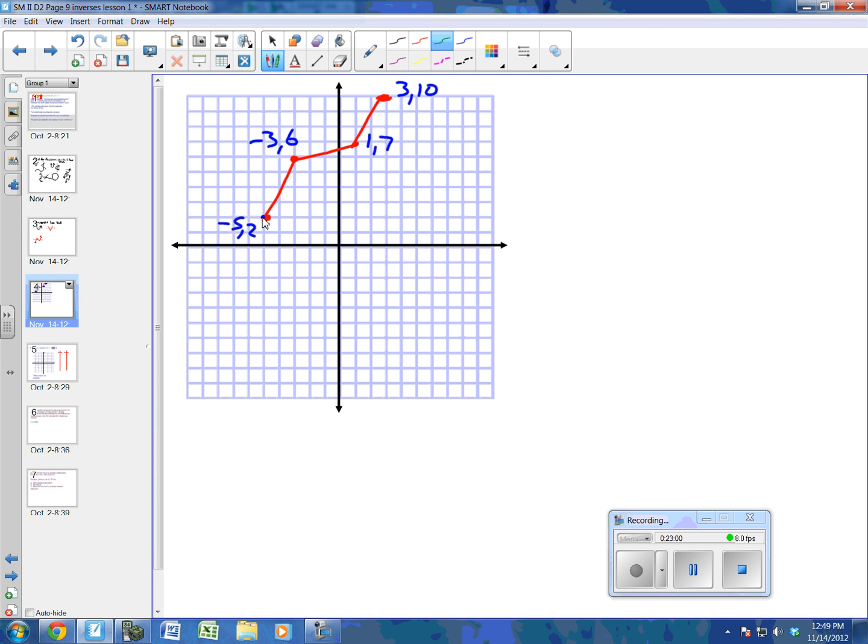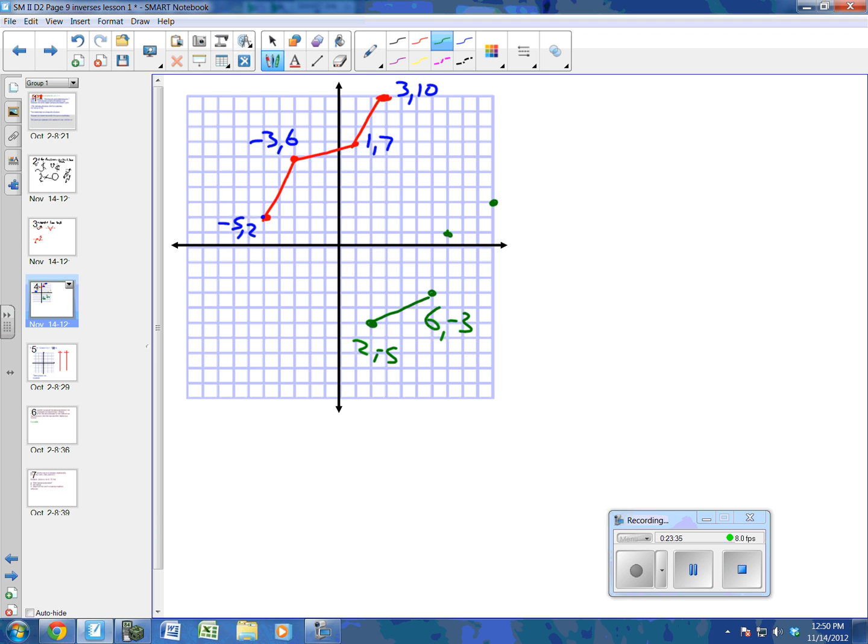Switch the x and y. Instead of negative 5 comma 2, what am I going to have? 2 comma negative 5, counting 1, 2, 3, 4, 5. Negative 3 comma 6 will become what? 6 comma negative 3, counting 1, 2, 3, 4, 5, 6. That's a good question. Okay, 1 comma 7 is 7 comma 1. And 3 comma 10 is 10 comma 3.